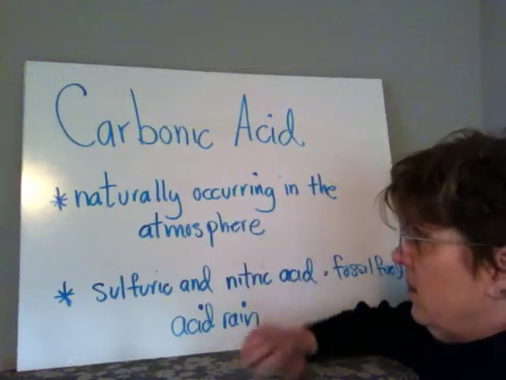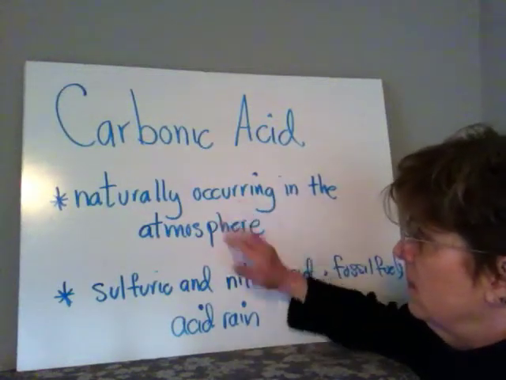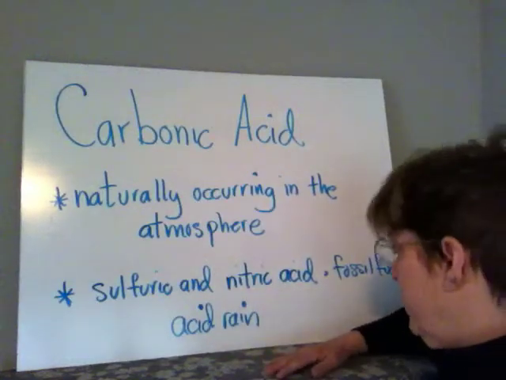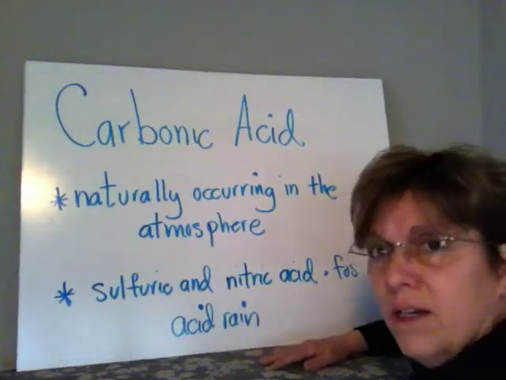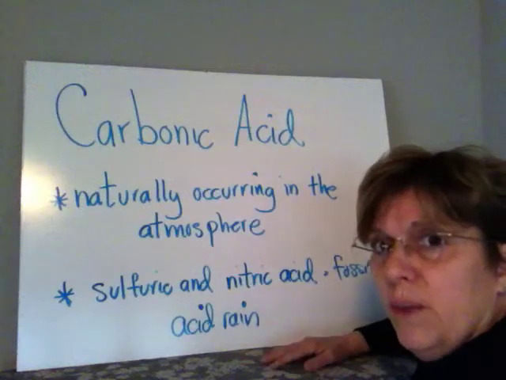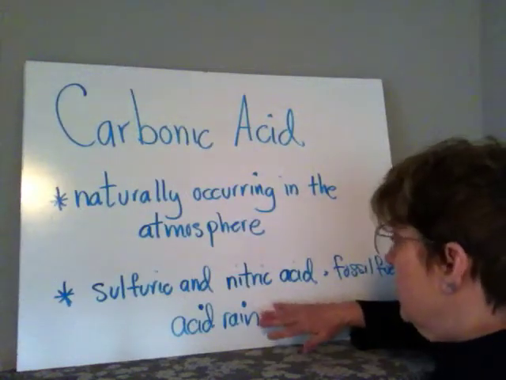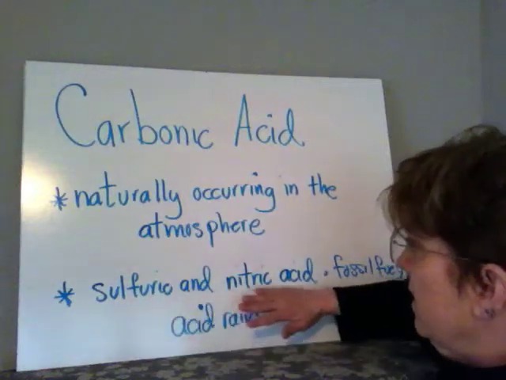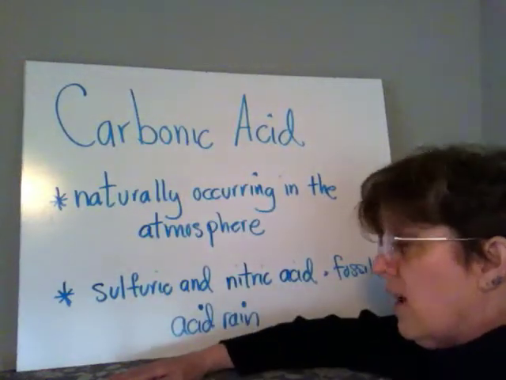it touches. So we have naturally occurring carbonic acid, but we also have increased sulfuric acid and nitric acid in the atmosphere, and this is because of burning fossil fuels. This is directly related to human activity. So burning gasoline, coal in particular, will cause an increase of sulfuric acid and nitric acid in our atmosphere.